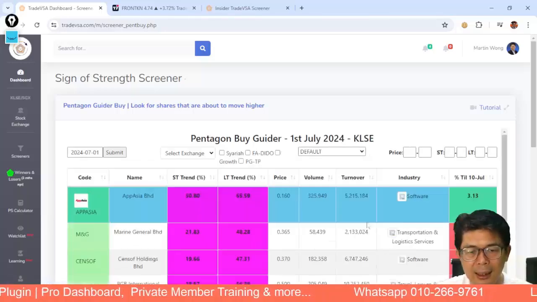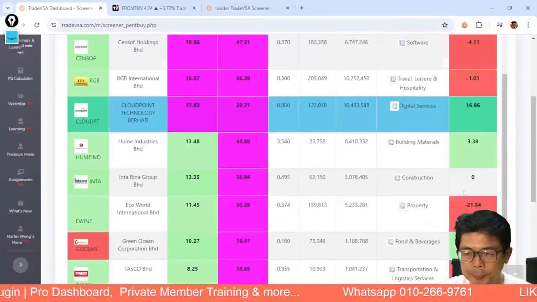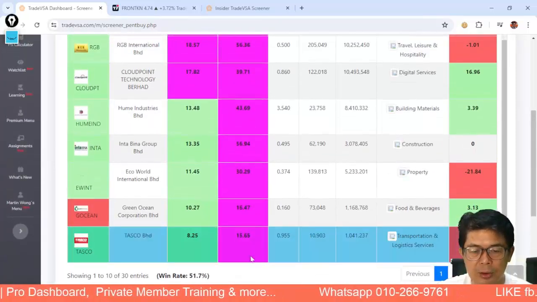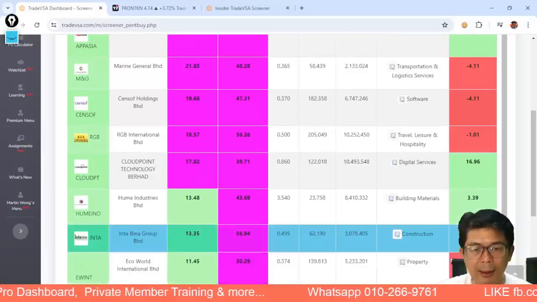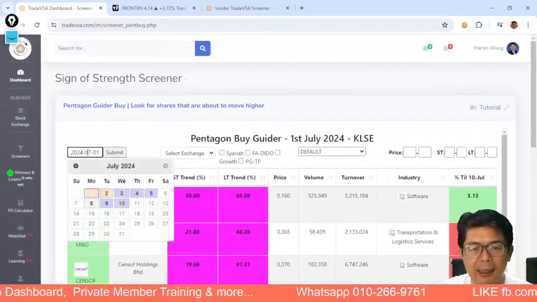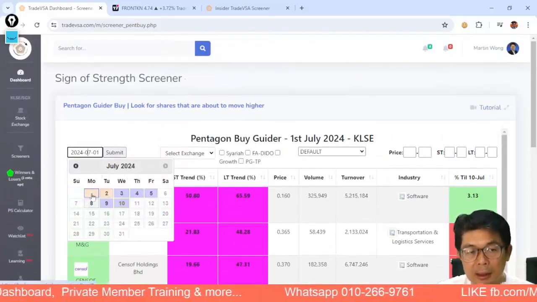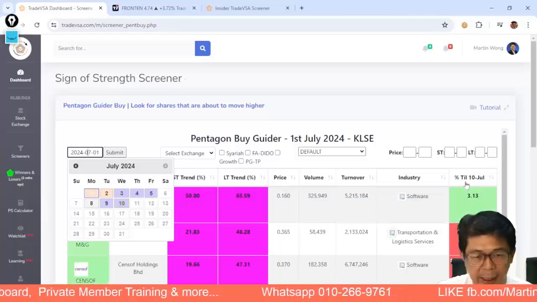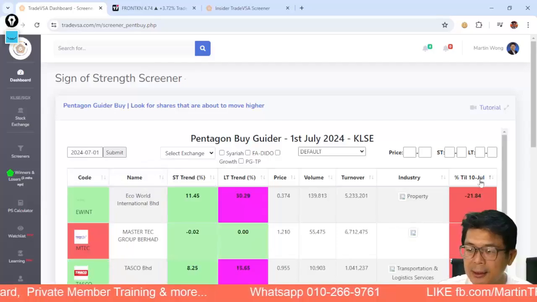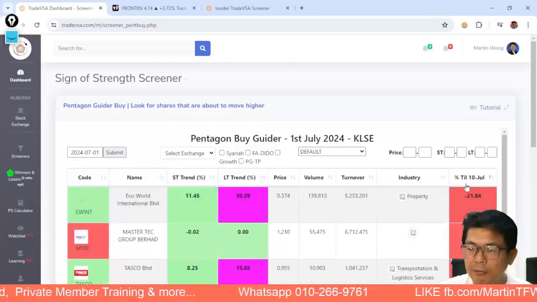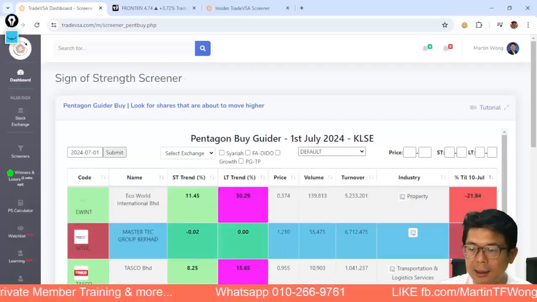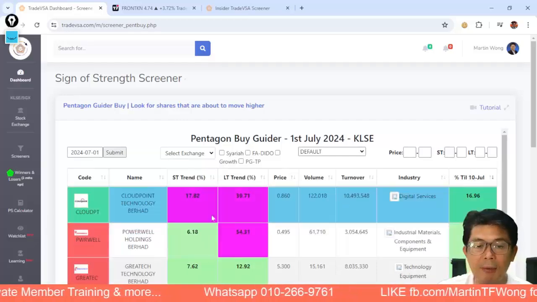Even if we go back to as early as 1st of July. All right. And you can see out of the 30 stocks, win rate is 51. So meaning anything that turned green pentagon on the 1st of July until the 10th of July, okay, you can see this is a range of stocks. Ewin fell 21%, and that's a lot, okay? Then we got Master Tech fallen 5%. But what are the big winners?